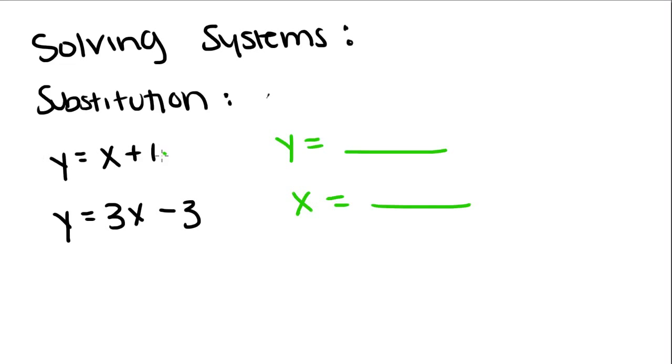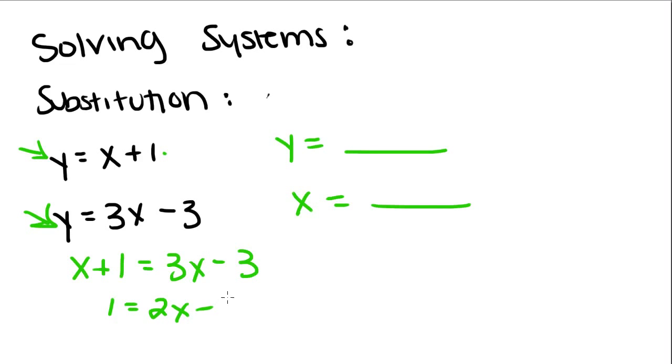So they're both already solved for y, but I'm going to substitute this one into this equation. So if I substitute x plus 1 for y into this equation, I'm going to get x plus 1 is equal to 3x minus 3. If I bring the x over, I get 1 equals 2x minus 3. If I add the 3 over, I get 2x equals 4, and x equals 2.